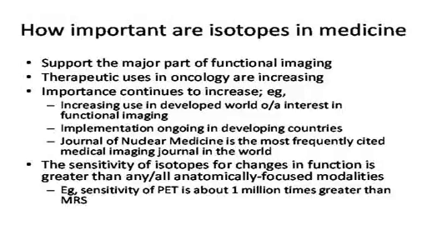And the sensitivity of PET is about 1 million times greater than the sensitivity of magnetic resonance spectroscopy, which would be the only roughly competing technology. So we are going to be needing isotopes into the indefinite future.